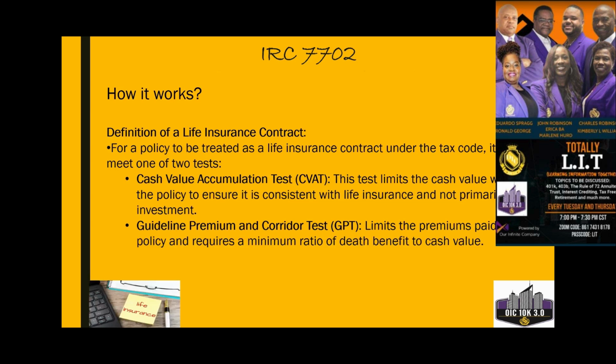So the definition of a life insurance contract deals with two settings. It has to do with the cash value accumulation test and the guideline premium test. For a policy to be treated as a life insurance contract under the tax code, it must meet one of these two tests. And we're going to talk about these tests tonight and how you can benefit from them. The cash value accumulation test limits the cash value within the policy to ensure that it is consistent with life insurance and not primarily an investment.